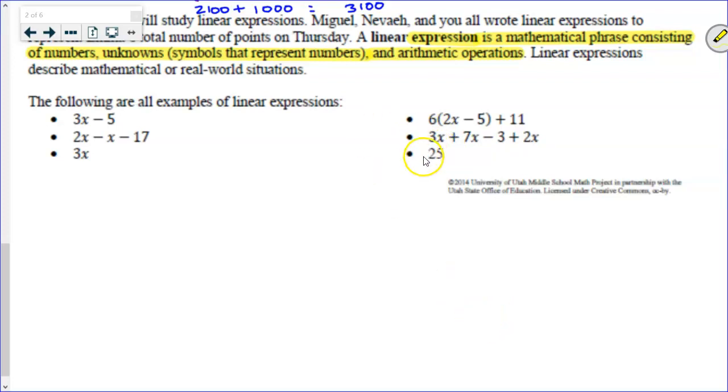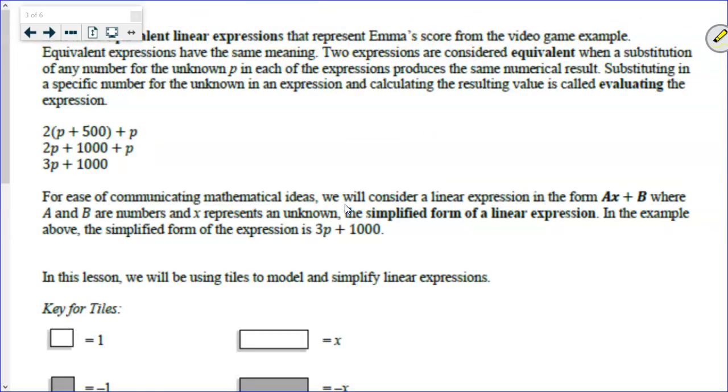Even just simple 25. Are there any operations? No. Are there any unknowns? No. But it has a number, so this is a very, very simple expression. So simple that sometimes we don't even consider it to be an expression. Okay, next slide, next screen.